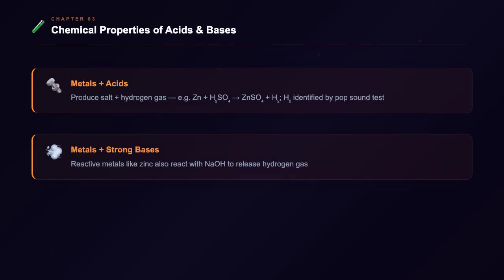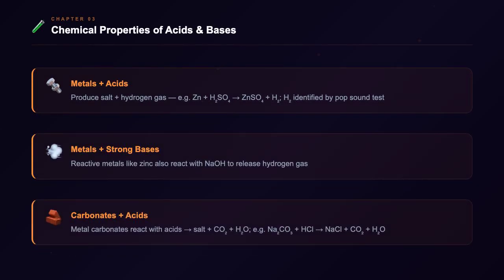Acids react with metals to create a salt and release hydrogen gas. For example, zinc and dilute sulfuric acid produce zinc sulfate and hydrogen. Magnesium and dilute hydrochloric acid produce magnesium chloride and hydrogen. You can identify hydrogen gas by the bubbles it forms in soap solution or the pop sound it makes in a burning candle test. Reactive metals like zinc also react with strong bases to produce hydrogen gas.